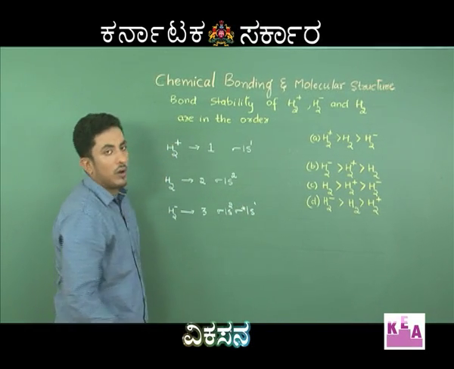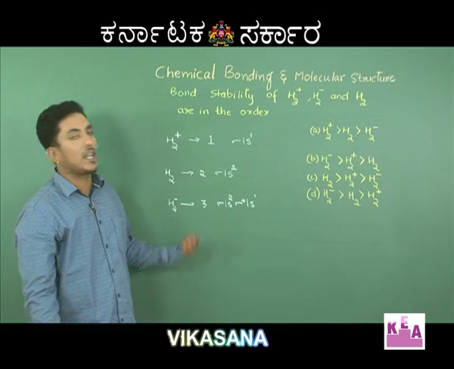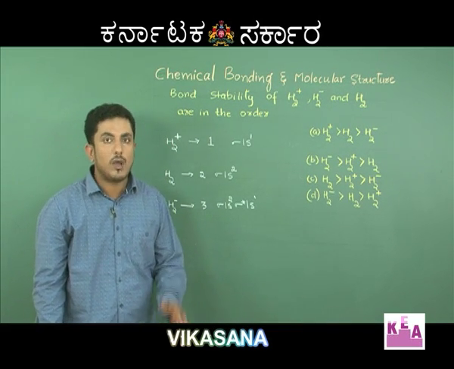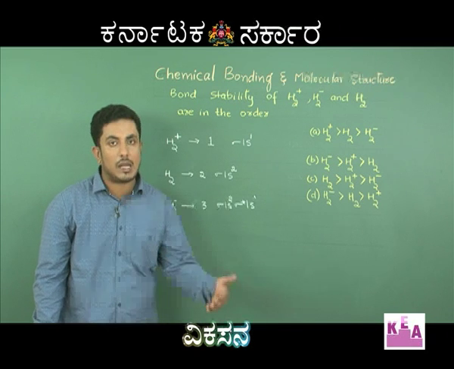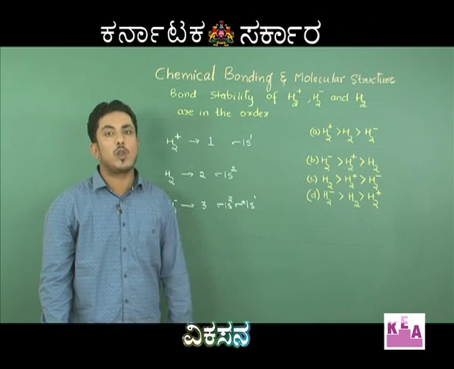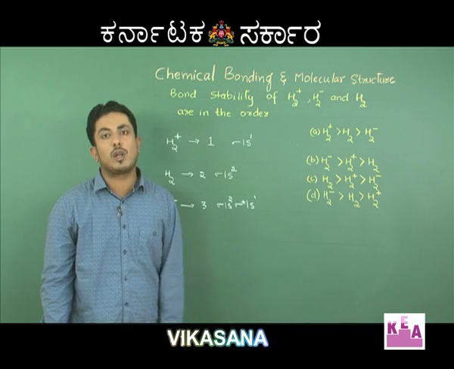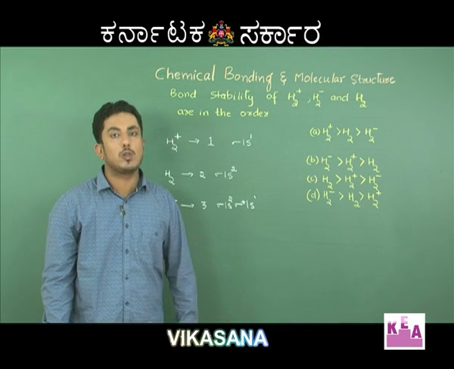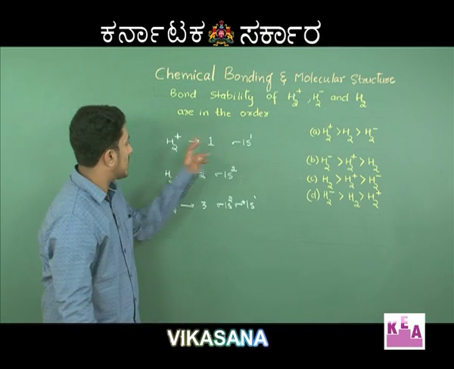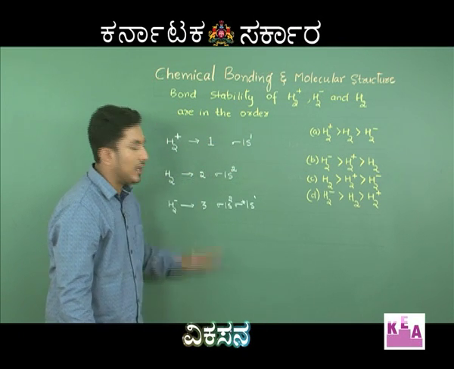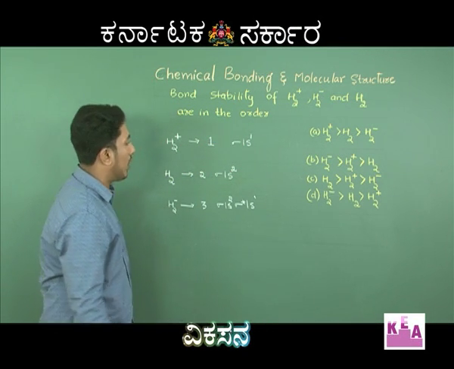To calculate the bond order, you can use the formulas that I had given, (20 minus n) by 2 or (n minus 8) by 2. If the number of electrons is greater than 8 and less than 14, then only you can use (n minus 8) by 2. If the number of electrons is greater than 14 and less than 20, then only you can use (20 minus n) by 2. For such species, you should write the electronic configuration and then calculate the bond orders.